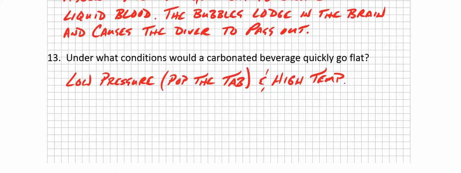So low pressure, by popping the tab, is going to cause that Coke to go flat faster. But also higher temperature. So if you open the tab and you put the Coca-Cola outside, say lay it on a hot sidewalk, it's going to go a lot flatter, a lot quicker, because the heat is going to prevent CO2 gas, the carbonation, from remaining in the liquid, and it's going to go flat very quickly. So that'll do it for number 13.